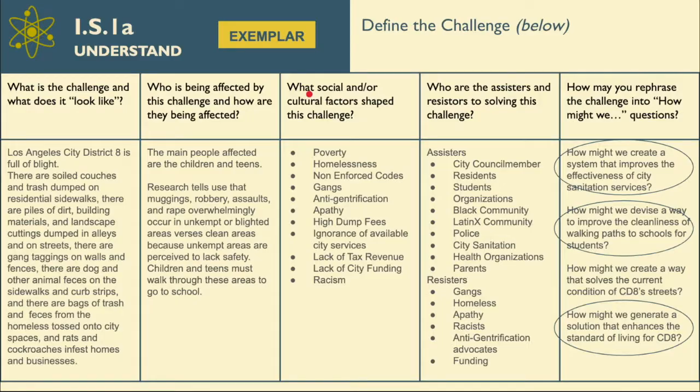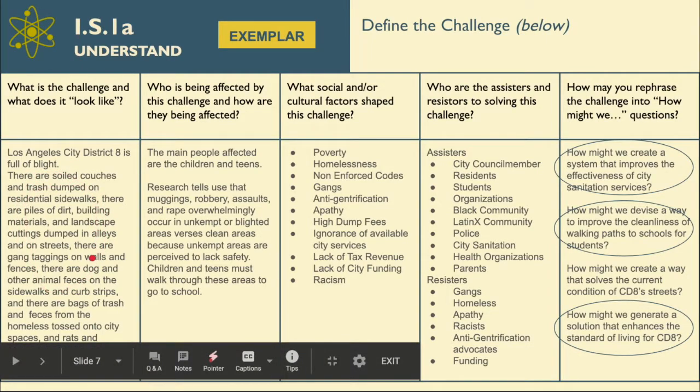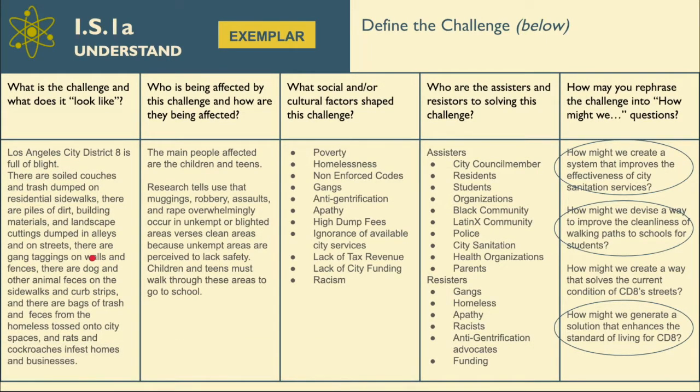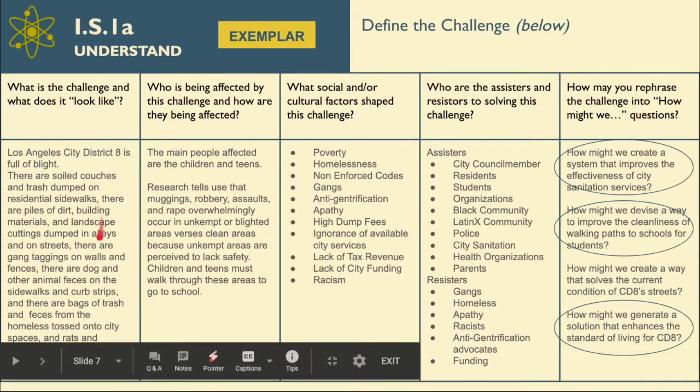Okay, taking a look at the exemplar. Each one comes with an exemplar to help the students understand the detail that we're looking for. So as I said earlier, this is a real one that my students went through. Los Angeles City District 8 is full of blight. There are soiled couches and trash dumped on residential sidewalks. There are piles of dirt, really just showing the detail that we're hoping the students will come up with, especially in their synthesized version of this worksheet.